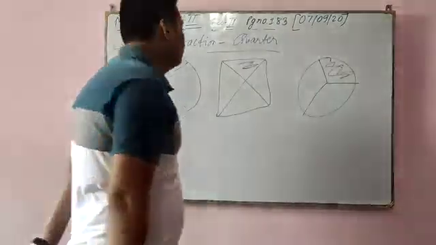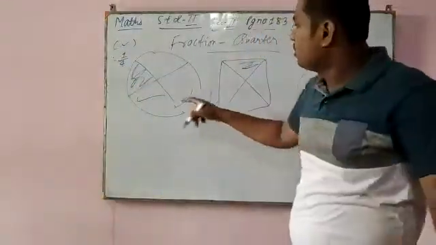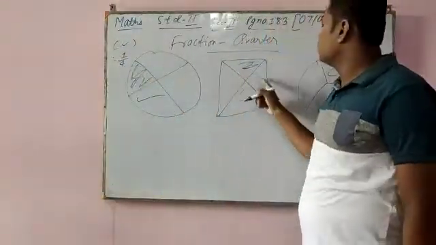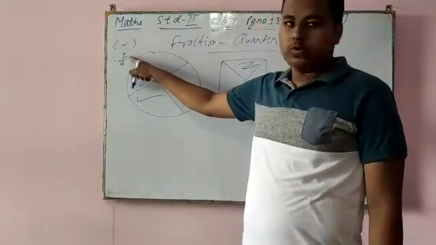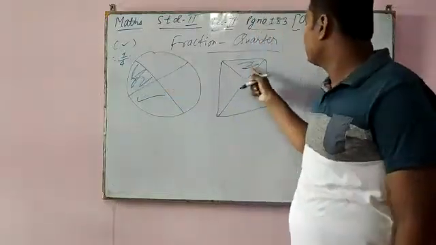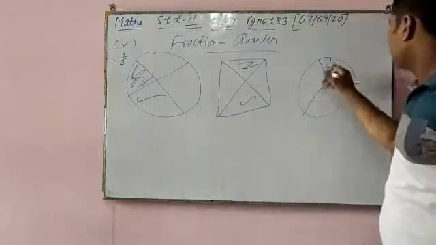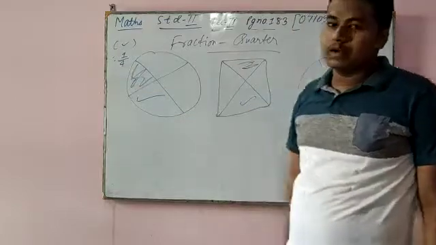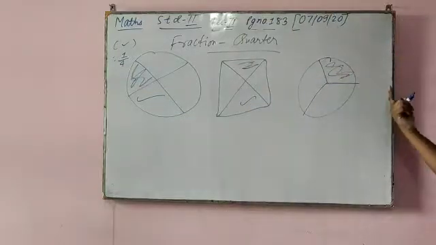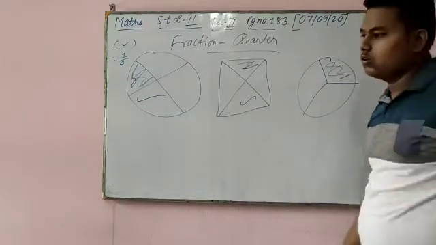Come to this. In this also, how many portions are there? Here there are 4: 1, 2, 3, 4. Okay, now how many parts should be shaded? Only 1. So this is also okay. Now come to this figure. There should be 4 parts, it is asking for 4 parts, but here there are 1, 2, 3 parts. So it is wrong, and you need not take it.